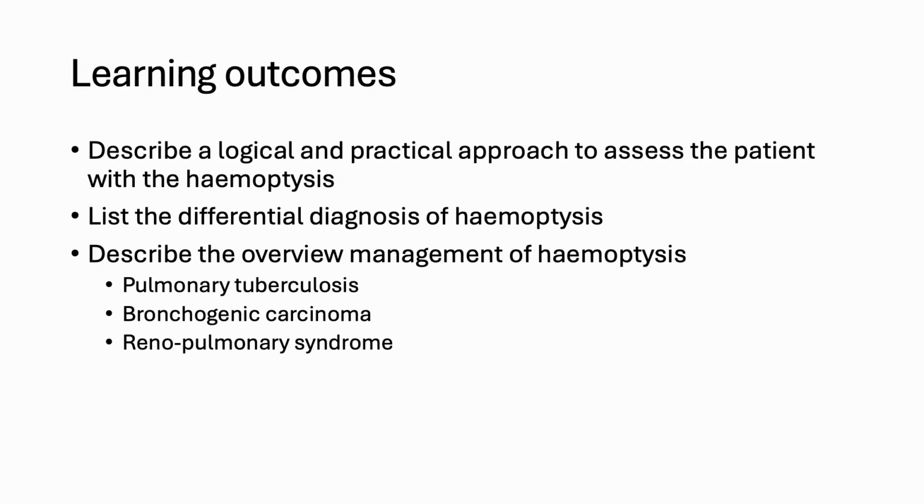This lecture has three learning outcomes. Number one is to describe a logical and practical approach to assess patients with haemoptysis. Number two is to list a differential diagnosis of haemoptysis. And lastly, to describe the overview of management of haemoptysis. Specifically, we are going to discuss pulmonary tuberculosis, bronchogenic carcinoma, and renal pulmonary syndrome.